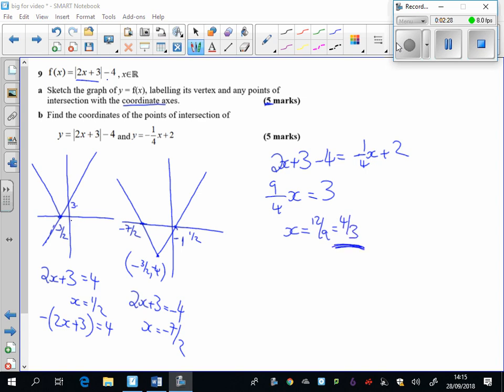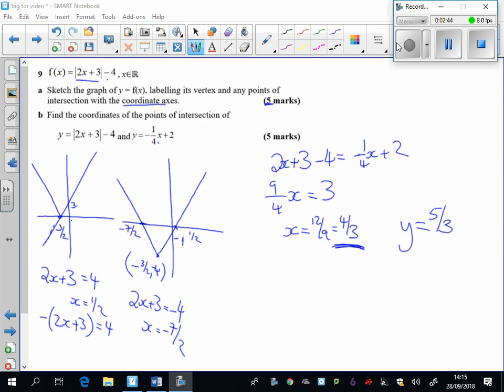Should find out what the y value is as well, of course. So the y value when you put 4/3 in, so stick 4/3 back in, well, it's probably that one there is easiest, and that will give us a y value of 5/3.